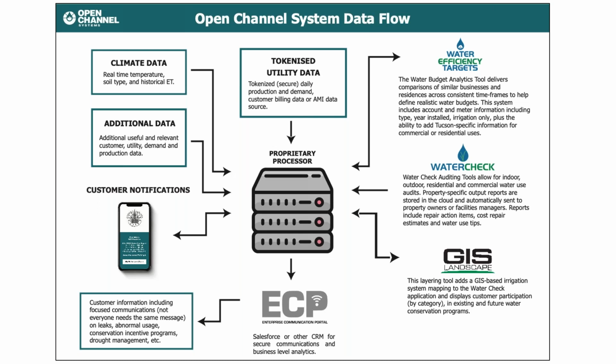We then pull in the tokenized billing data so it's secure. We don't see any personally identifiable information in our server. We also pull in data from the Water Efficiency Targets tool that allows us to identify the highest water users by segment. Then down to WaterCheck and GIS, we pull in the additional audit data from residential, commercial, indoor, outdoor programs. And then there's really two ways to communicate with the customer.